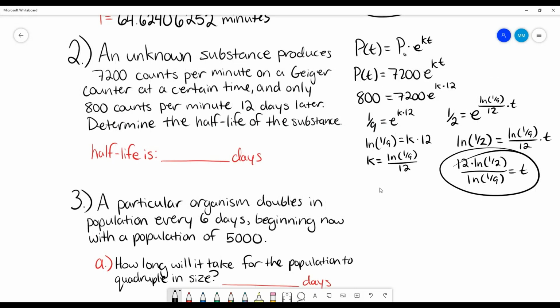And I'll go ahead and plug that into the calculator as well. So it's going to be 12 times natural log of 1/2 divided by natural log of 1/9. And that has a half-life of approximately 3.79 days.